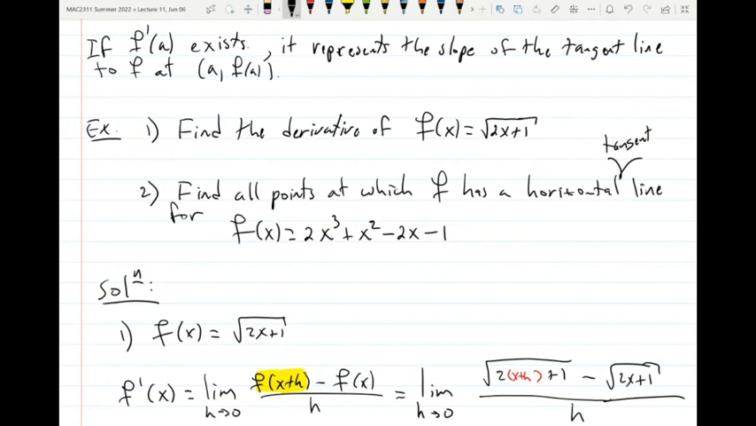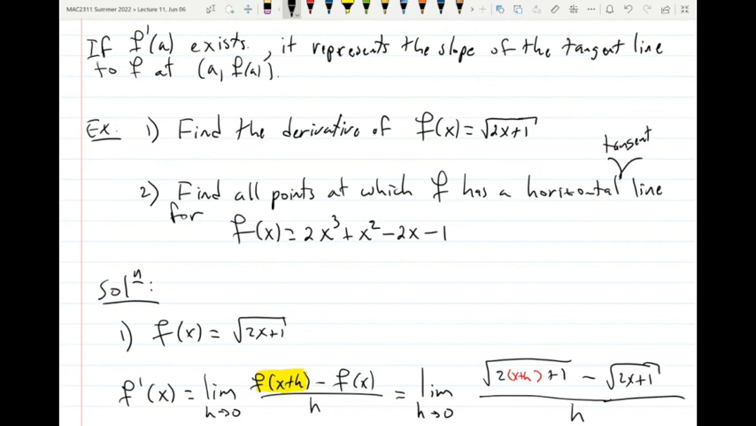Okay? So find all points at which f has a horizontal tangent line for this function. Okay? So you have a graph, and want to know what are the points on this graph at which we have horizontal tangent line. So we don't even have a picture, so if you have a picture, you could look at it and probably tell. But how do we do this?